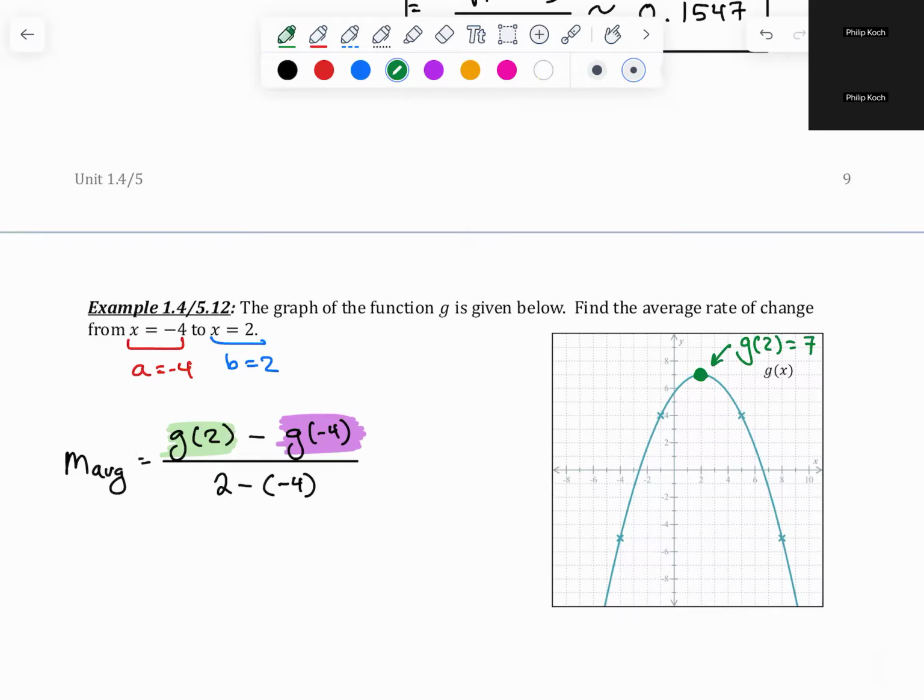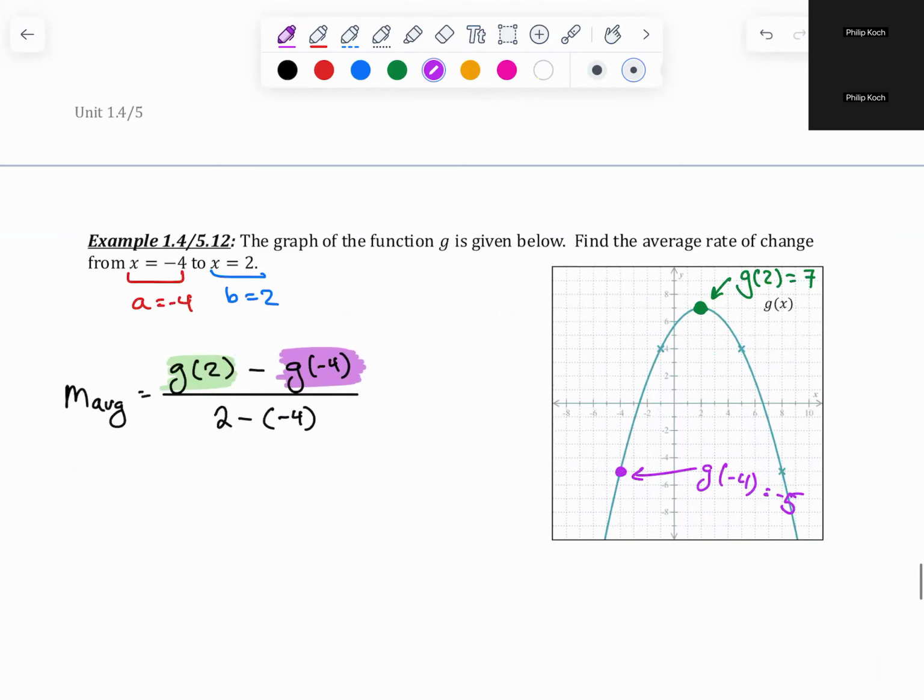And g of negative 4 is the y value when x is equal to negative 4 on your curve, and that would be right down here. So g of negative 4 is equal to negative 5. So we have 7 minus negative 5 divided by 6, which ends up being 2.